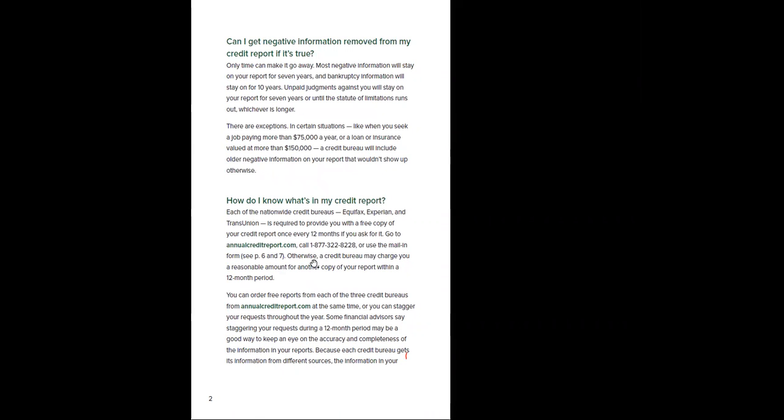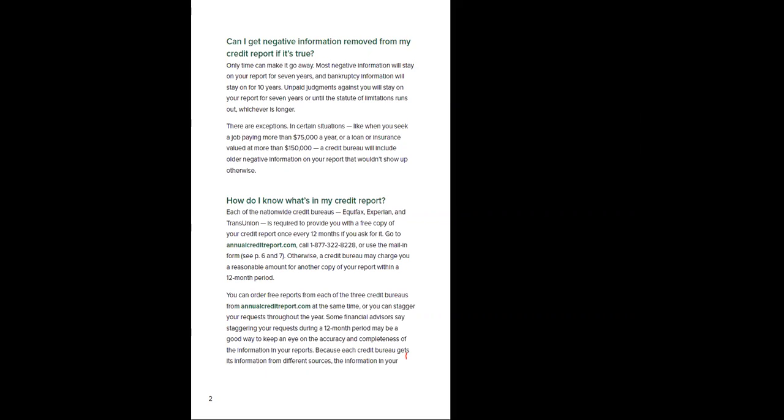And yes, you can get the negative stuff removed from your credit report. Now, remember I was saying most of the information will stay on your report for 7 years. And bankruptcies will normally stay 10 years, but if they're discharged, then it is what it is. It can be on your credit report, but it won't count as long as it's discharged. Now, unpaid judgments against you will stay on your report for 7 years or until the statute of limitations runs out, whichever is longer.